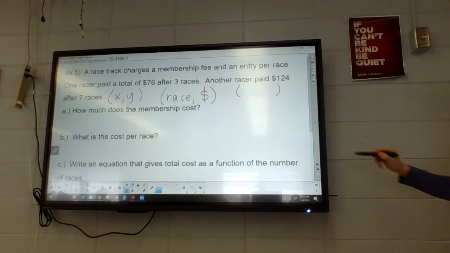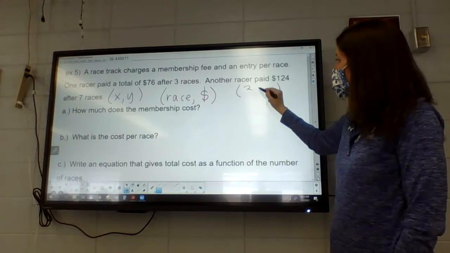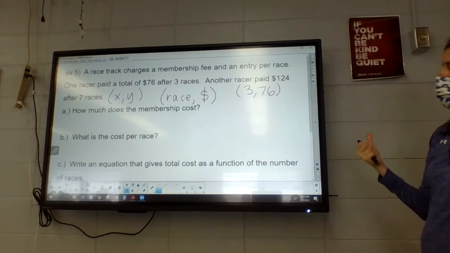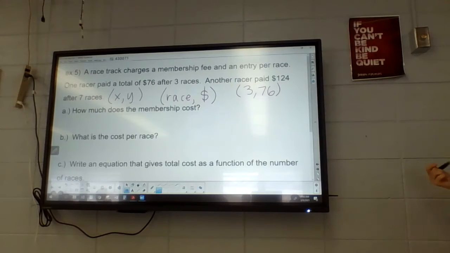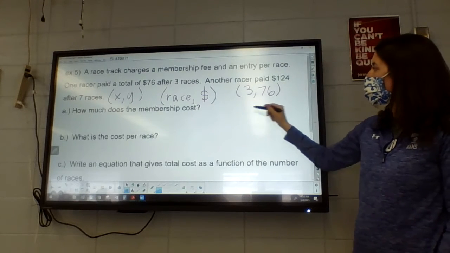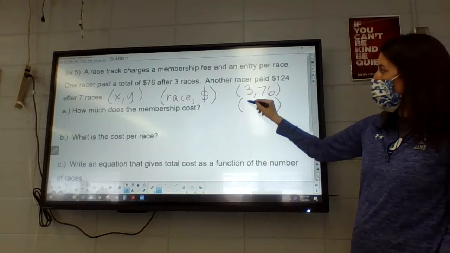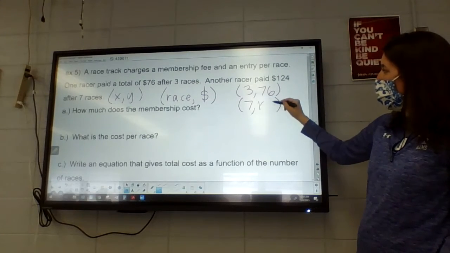3, 76. So when one racer races 3 times, it's $76. The other racer is 7, 124.